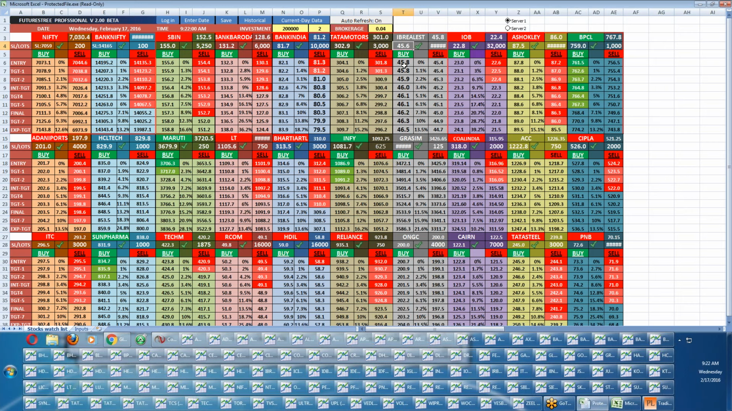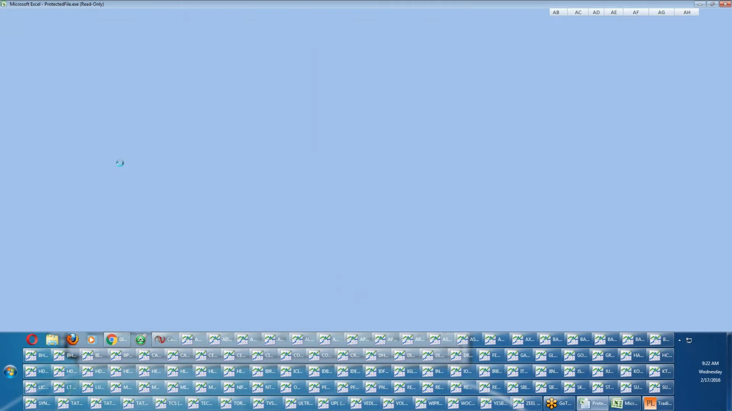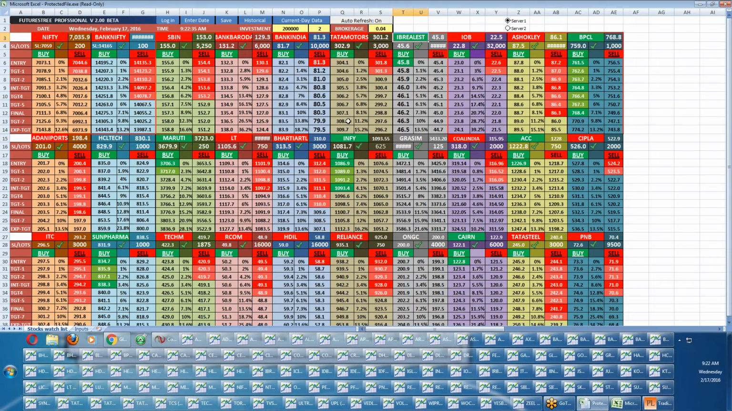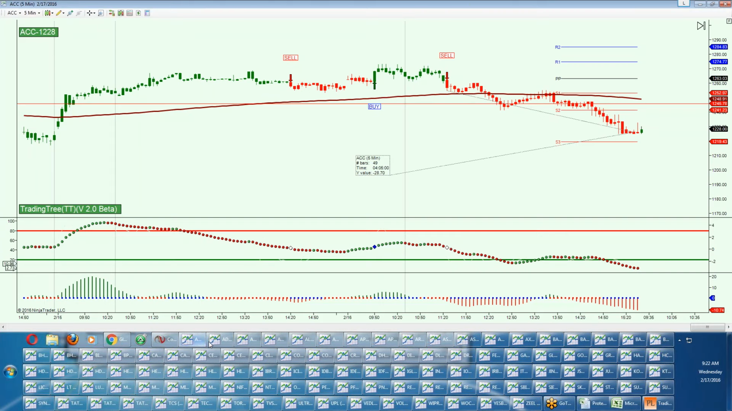IB Real Estate, we have a buy. Whenever you find that your entry for the buy side and the sell side are very narrow, that is very near to each other, it's better to avoid those trades, because it will either keep hitting the stop losses or you'll be getting multiple trades. So we'll ignore IB Real. Sun Pharma has done its intermediate target. Same thing with Infi. Maruti, we have a buy. ACC, we have a buy. You can compare that with your charts here.